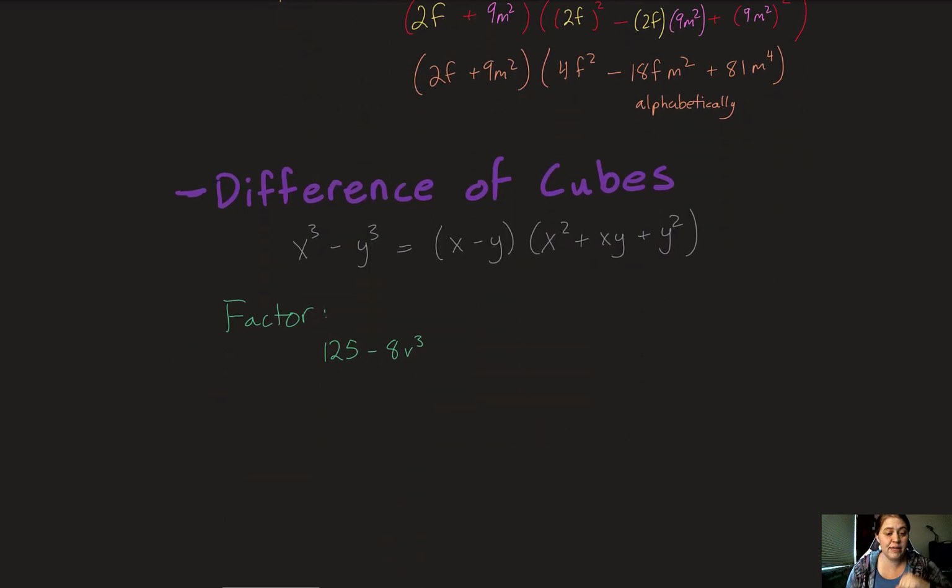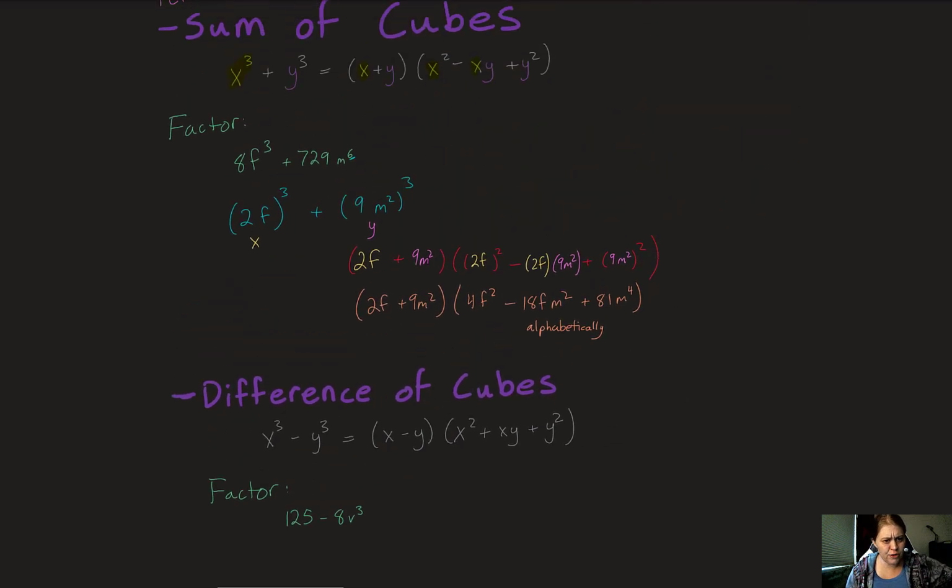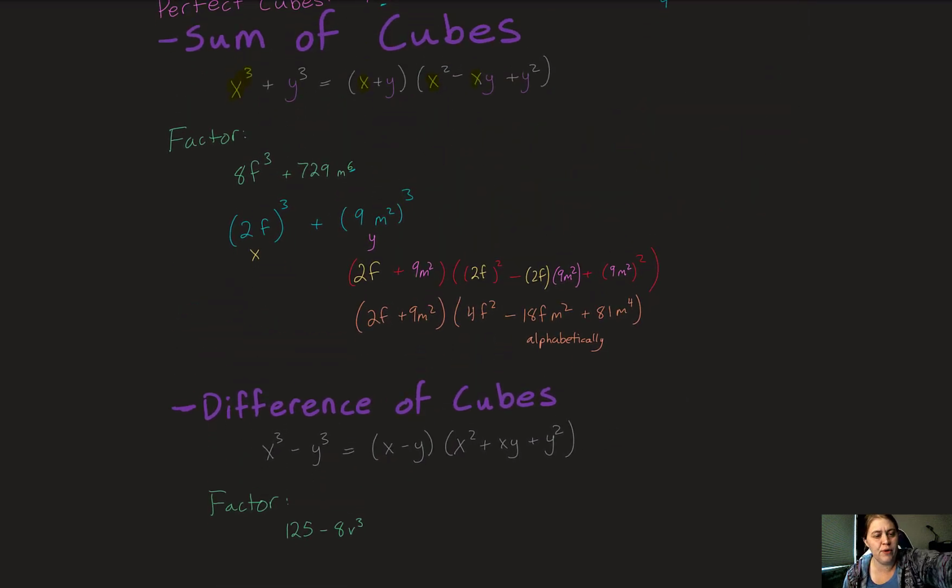All right, our next pattern is called difference of cubes. It is very, very similar to the sum of cubes. So real quick, I want to point out what those differences are. Up here with a sum of cubes, we're starting with a plus sign, and down here we're starting with a subtraction sign.